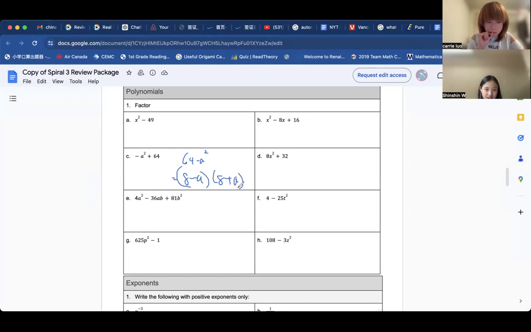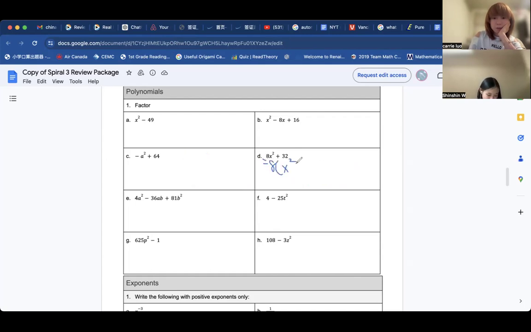And for D, I factored out the a and I got a times x squared plus 4. Do I need to factor it further? I don't know if your school learned that, but you can do this as a times x squared minus, right? But I don't think your school wants you to do this, so just stop here.